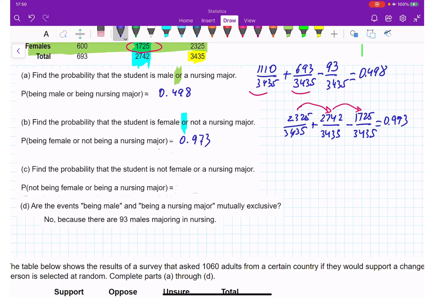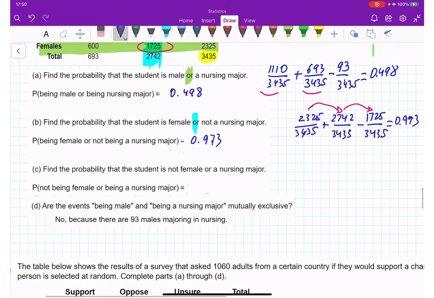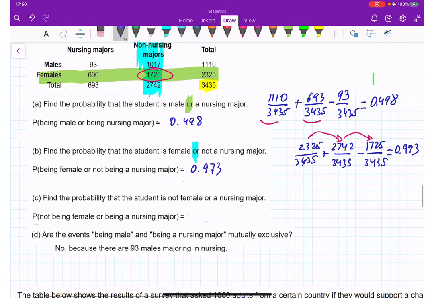Find the probability that a student is not female or a nursing major. So we have here total female or male, right? In this table, if it says not female, then it means male, right? If I look at case A, it says male, or being a nursing major, which is going to be 0.498.